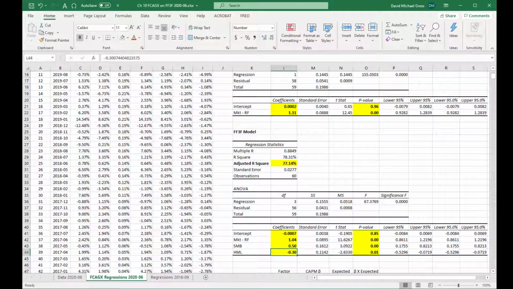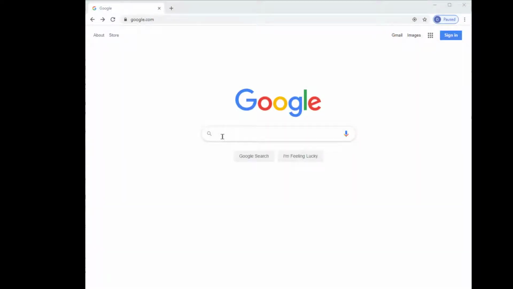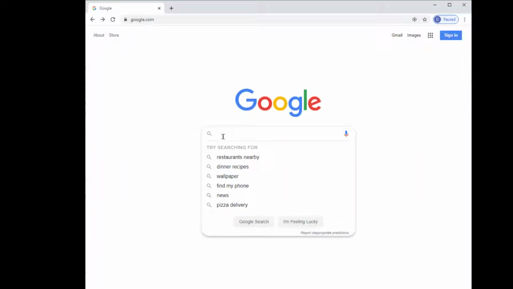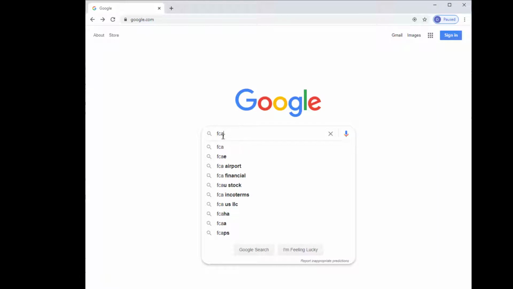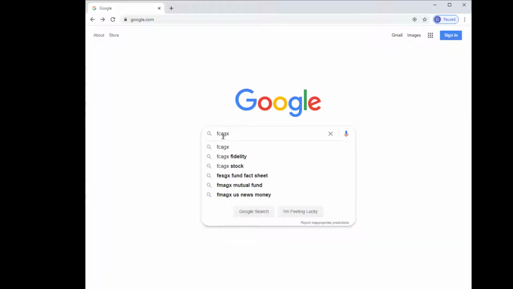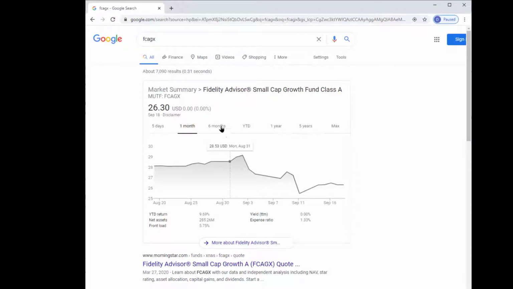And let's just take a quick look. So let me Google this fund. It's FCAGX, and I'll hit enter, and I can see that this is the Fidelity Advisor Small Cap Growth Fund, Class A. And we'll talk about the difference in mutual fund share classes later on, but the point is that this is a small cap growth fund, and this is what we found from our regression.